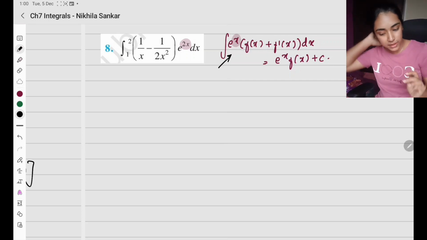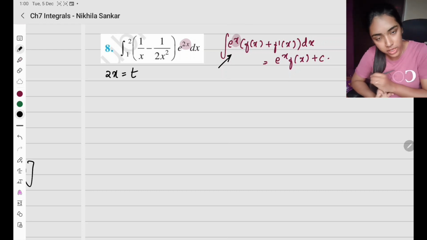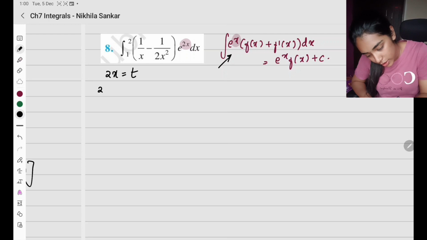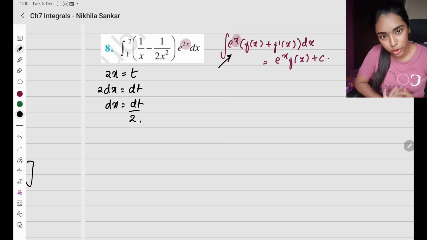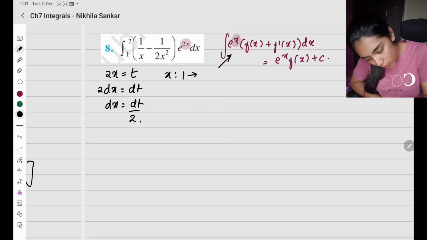Okay? So let's do this. I'm going to take 2x equals t. Okay, 2x ke substitution. So I have 2 times dx equals dt. So dx becomes dt divided by 2. I'm going to make this substitution. And how do my limits change? x travels from 1 to 2.